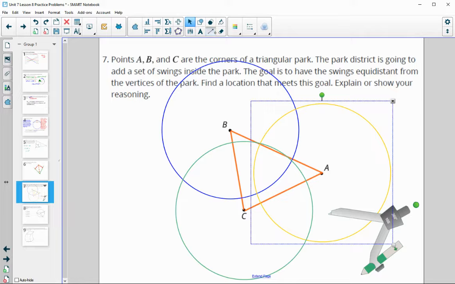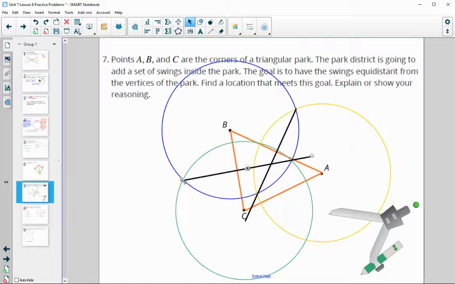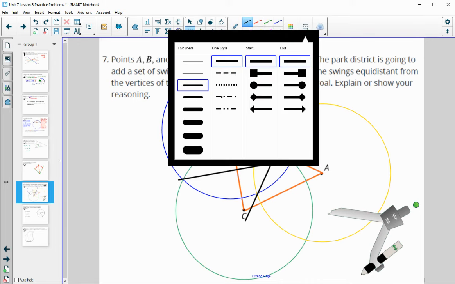All right, so then we can do the perpendicular bisectors here. So where the blue and the yellow meet is a perpendicular bisector. Where the green and the blue meet is a perpendicular bisector. And then you don't have to connect the third one, because once we know where two of them intersect, we know that the third one is going to intersect there as well.